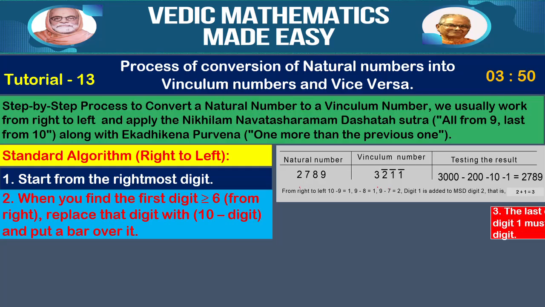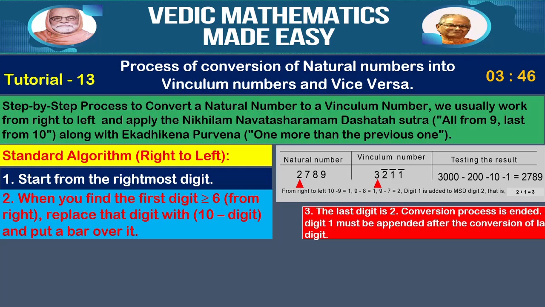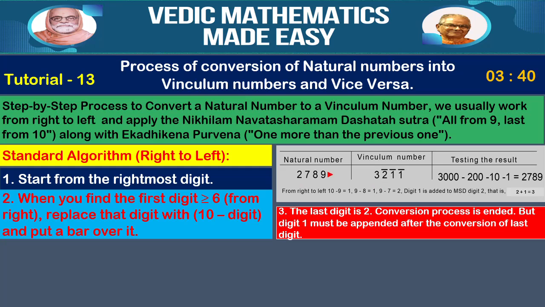And the last digit is 2. Increase 2 by 1, that gives 2 plus 1 is equal to 3. Therefore, natural number 2789 is equal to Vinculum number 3, 2 bar, 1 bar and 1 bar.